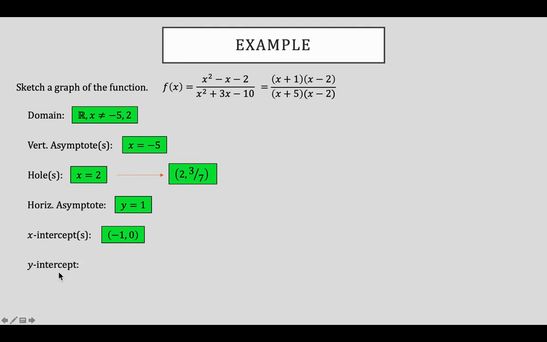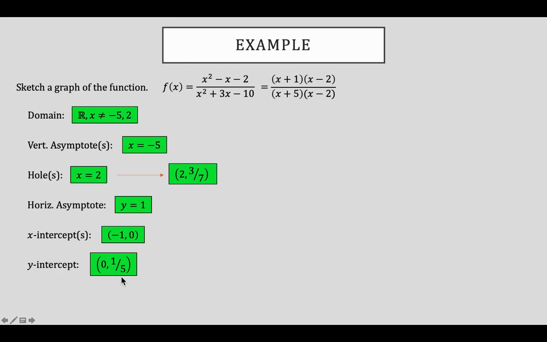Next, we want to find the y-intercept. To find the y-intercept, we plug in 0 into our function. Now, it doesn't matter which form you plug it into. I think that the original form here is actually easier. If we plug in 0 for x, we get -2 divided by -10, which reduces to 1/5. So we have a y-intercept at 0, 1/5.